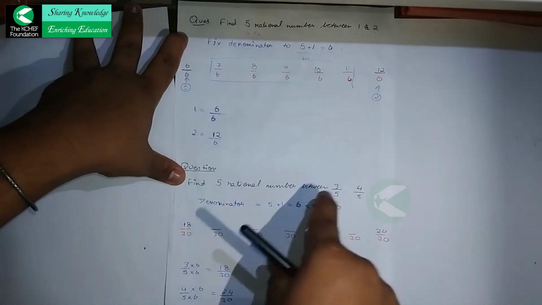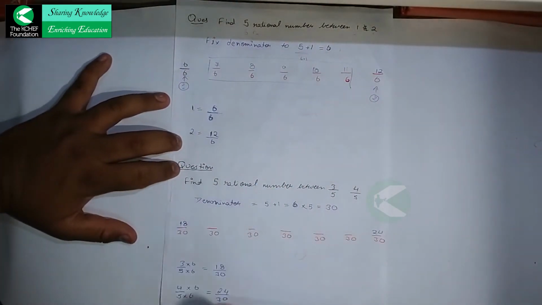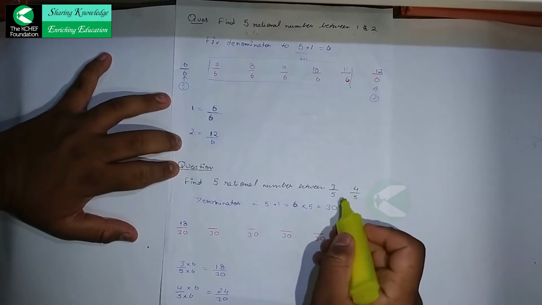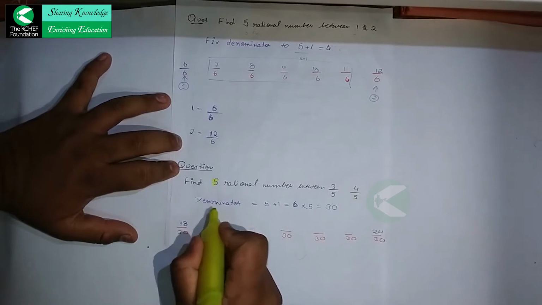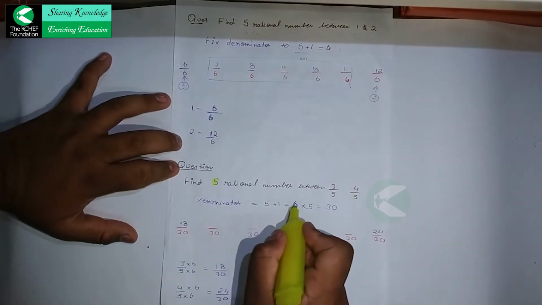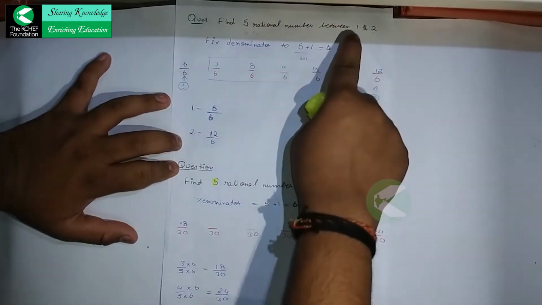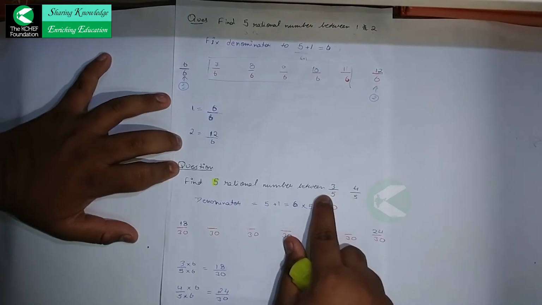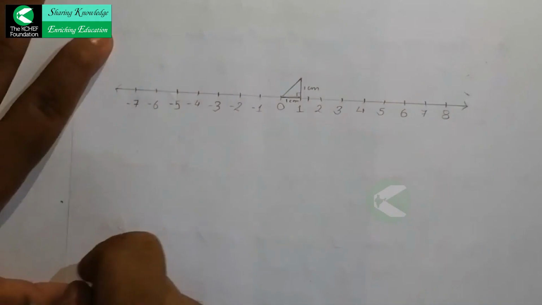Now I'll take the second question, of the same type, and tell you how to solve it. In this question we have to find 5 rational numbers between 3 by 5 and 4 by 5. In a similar way, we need to find 5 rational numbers, so we change the denominator to 5 plus 1 equals 6. Now in this question, here we already have a denominator of 5, so we'll multiply this number.